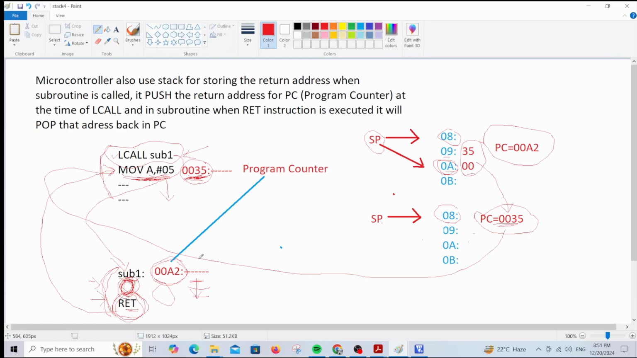So this is how we can say that the stack is a very useful area of memory which is shared by the microcontroller and the programmer, and the programmer should take care.